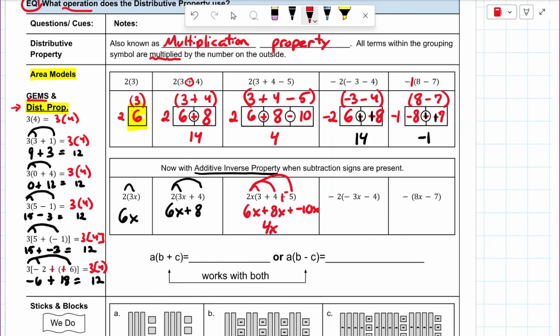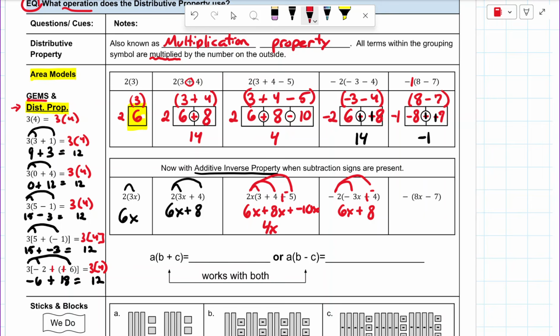This next one, we see a subtraction sign right here. So we're going to do additive inverse. The other signs are actually negative signs. So we're going to do -2 times -3x is going to give us a positive 6x. And a negative times a negative is going to give us a positive 8. Bring down the plus sign.